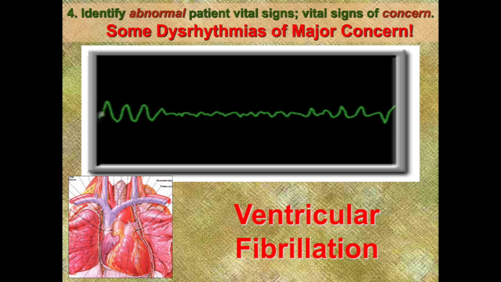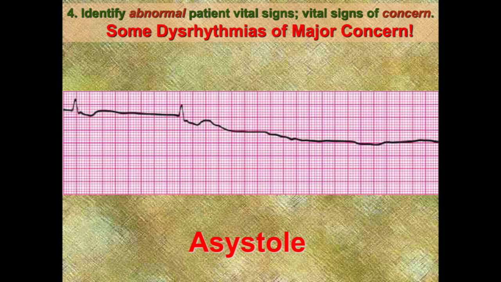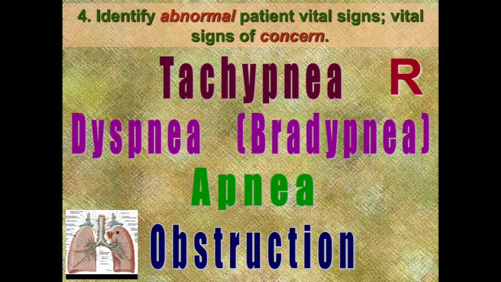So this is VFib, or ventricular fibrillation. Then the patient will go to an agonal rhythm, and then they'll progress to flatline, which is death. With breathing, we've got rapid breathing, tachypnea, dysfunctional breathing, slow breathing, dyspnea, bradypnea. No breathing is apnea. That's usually due to obstruction.